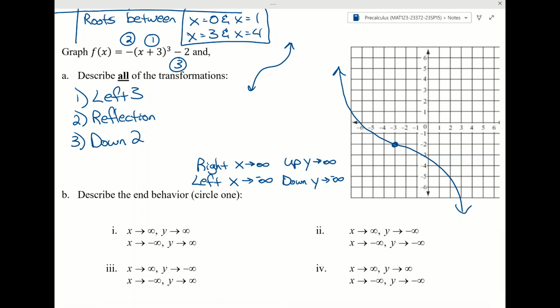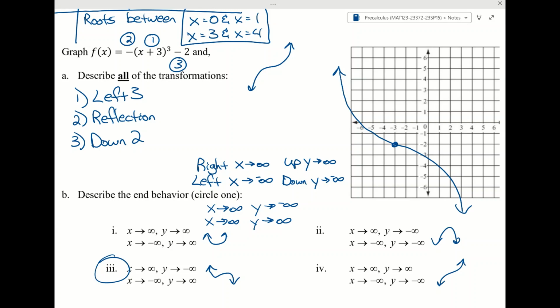So anyway, let's talk about this graph. On the right side of the graph, it's going down. On the left side of the graph, it's going up. What option is that? This one looks like that. This option looks like this. And this option looks like that. So it looks like that would be the one that we're looking for.